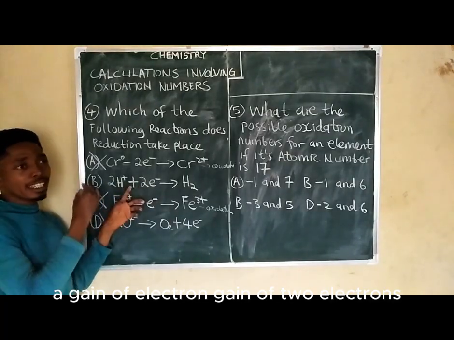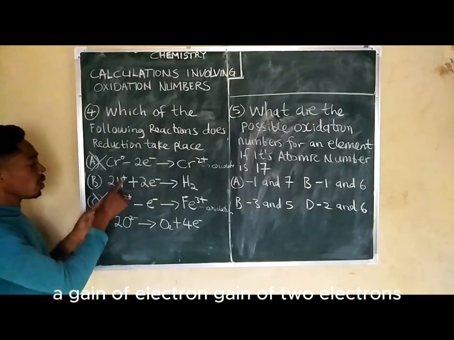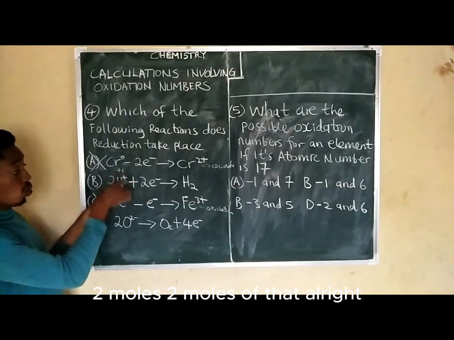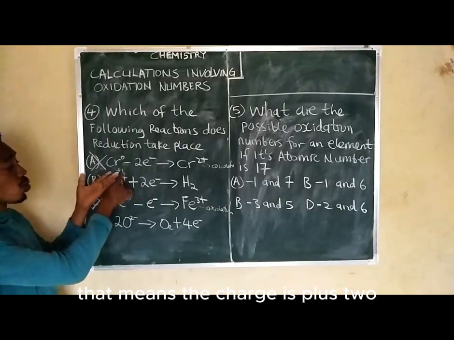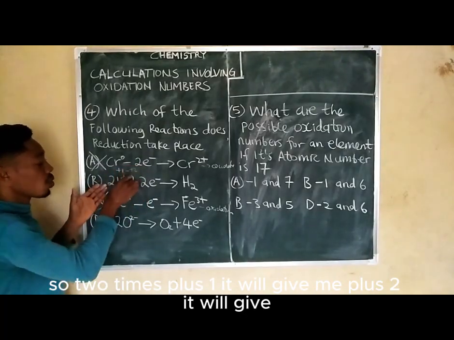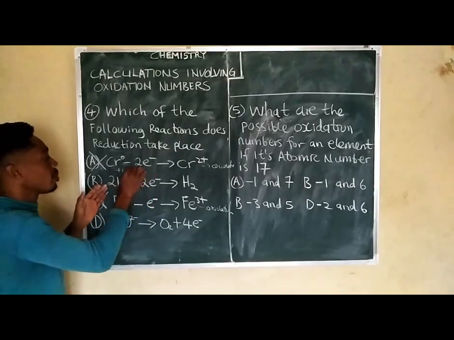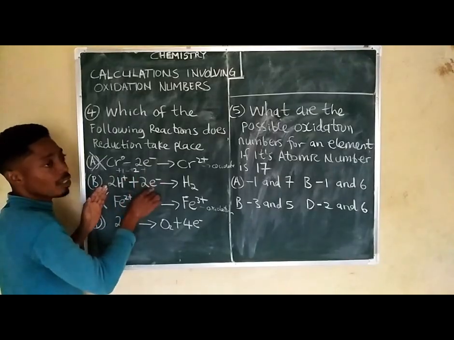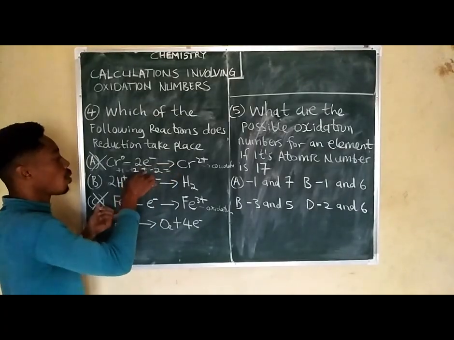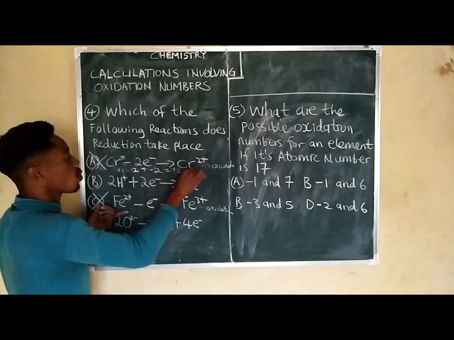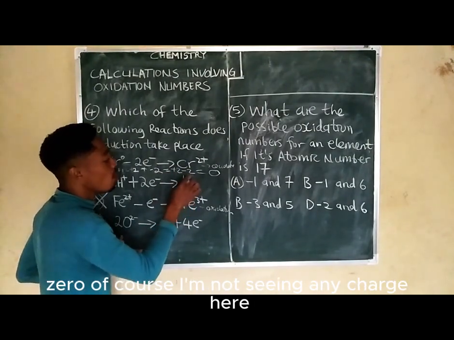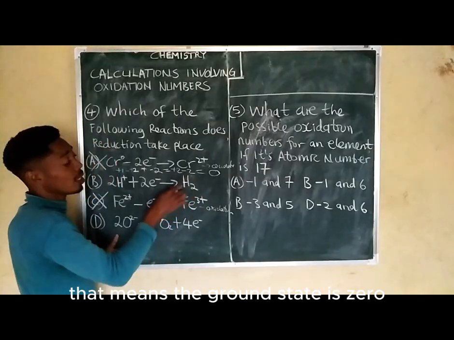But look at this. This is a gain of electron. Gain of 2 electrons. Oxidation number here is plus 1, 2 moles. 2 moles of that. Alright, that means the charge is plus 2. So 2 times plus 1 gives me plus 2. It will gain 2 electrons. 2 electrons has a charge of minus 2. So plus 2 plus minus 2 is plus 2 minus 2. That gives me 0. That means that the charge of hydrogen here is what? 0. Of course, I'm not seeing any charge here. That means the ground state is 0.